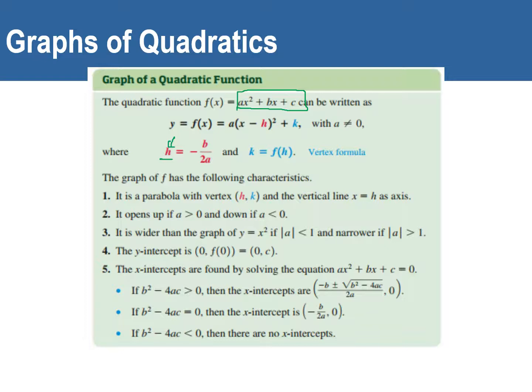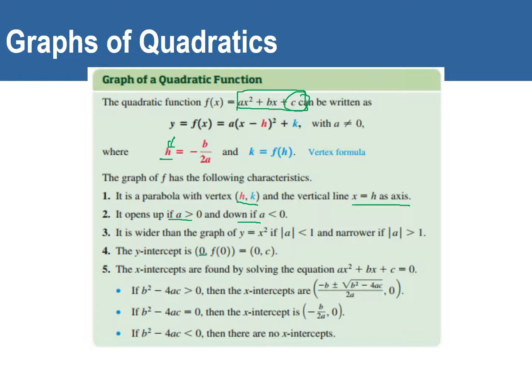The graph has the characteristics of a vertex of h, k and an axis of symmetry of x equal to h. When a is positive, it opens up. When a is negative, it opens down. It's wider than the graph of y equals x squared when the absolute value of a is less than 1, and it's narrower when the absolute value of a is greater than 1. The y-intercept is just going to be when x is 0, and then f of x, of course, is c. So the y-intercept is 0, c.